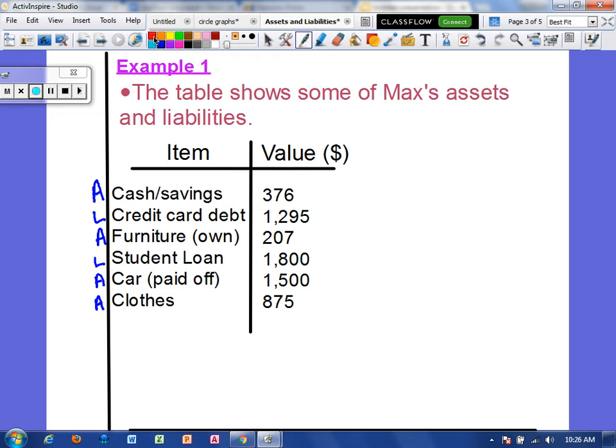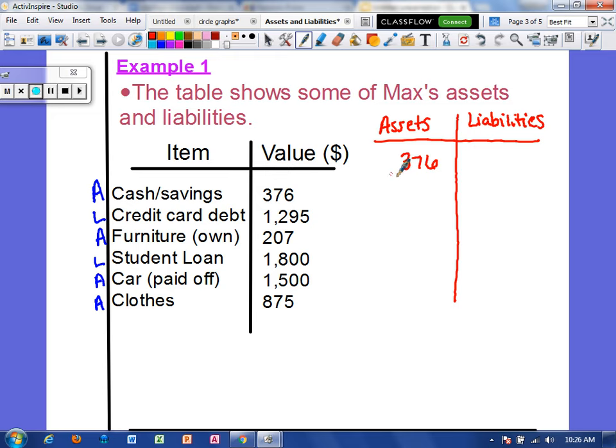So I am going to add everything up over here. So we've got assets and liabilities. So his cash is worth $376. The furniture he owns is worth $207. His paid off car is $1,500. And his clothes are worth $875. All right, I want you to go ahead, pause the video, and take a moment to add all of this up. Okay, so whenever you added everything together, you should get $2,958. So that's the total amount that he owns. That's what everything he owns is worth.